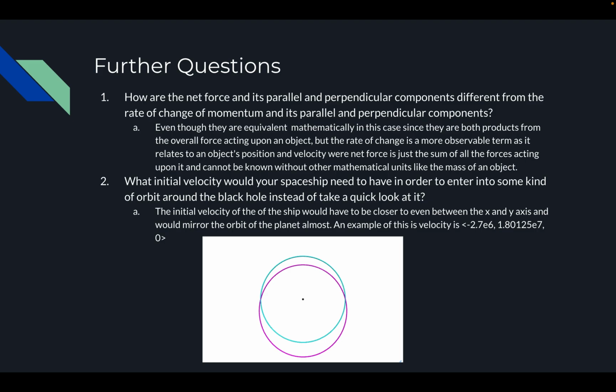The second question: what initial velocity would your spaceship need in order to enter some kind of orbit around the planet instead of looping around it? The initial velocity of the ship would have to be closer to even, and to a lower degree in the x and y axes, as it would be almost a mirror of the planet's orbit. An example of this velocity would be negative 2.7e6 and 1.08125e7.